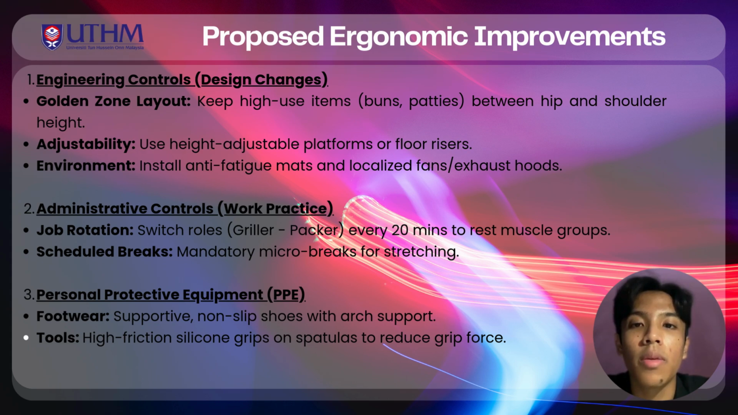For the ergonomic improvement, first, our engineering control focuses on physical change. We suggest implementing a golden zone layout where frequent items are placed within easy reach to stop the twisting and bending. We also recommend adding height adjustable platforms and anti-fatigue mats to handle the height mismatch and standing fatigue. Second, for administrative control, we propose changing how they work. We suggest a 20-minute job rotation between the griller and packer roles. This prevents any single muscle from becoming exhausted.